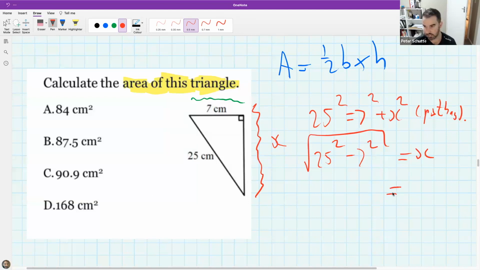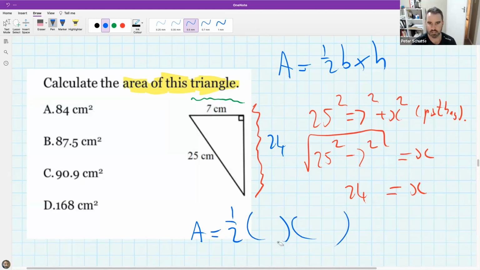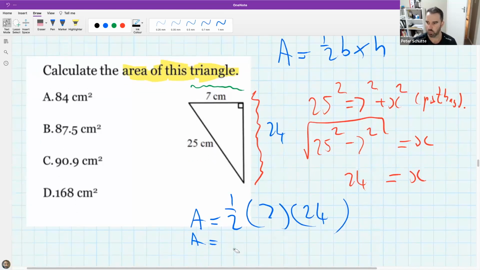So Tebogo has said x is equal to 24. And I agree with you, Tebogo. So if x is equal to 24, now the question is, how do we get the area of this triangle? We say a half times the base times the height. I think it's just going to be that calculation, which gives me 12 times 7, which is 84.